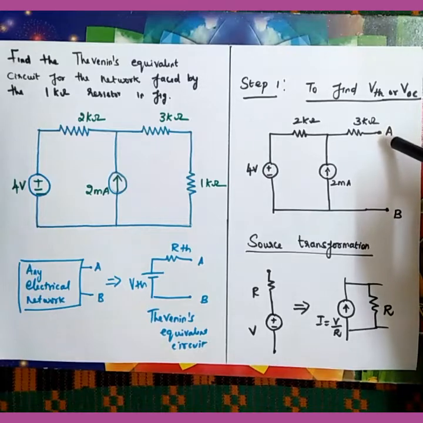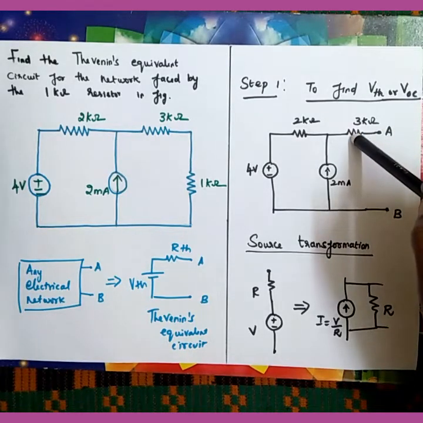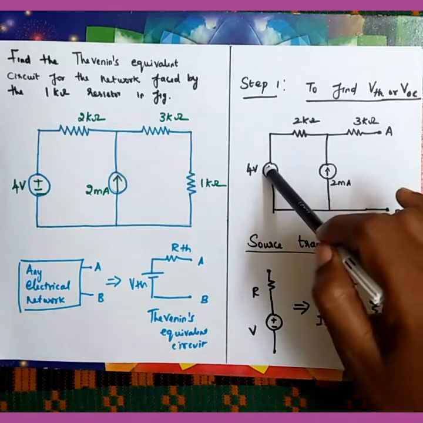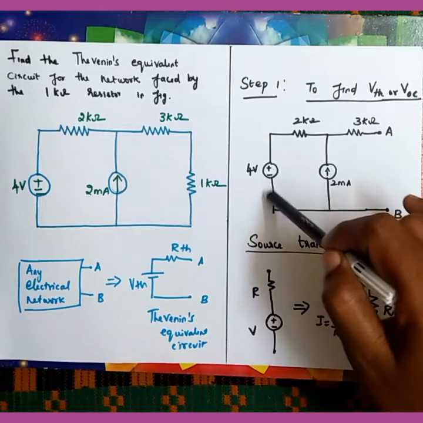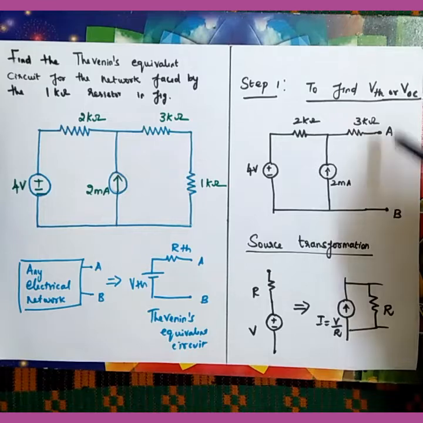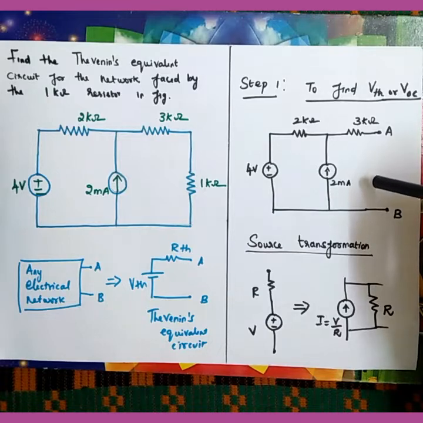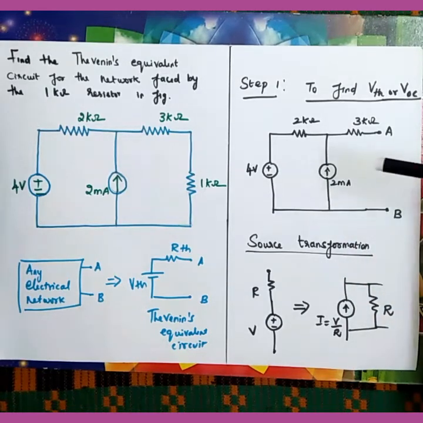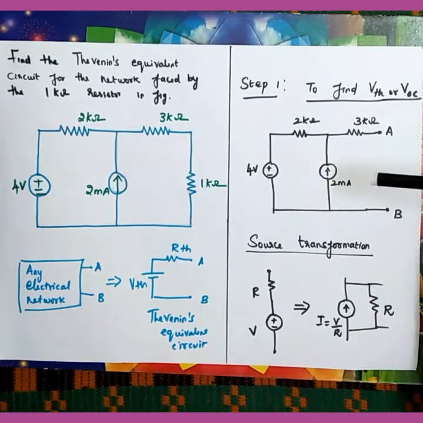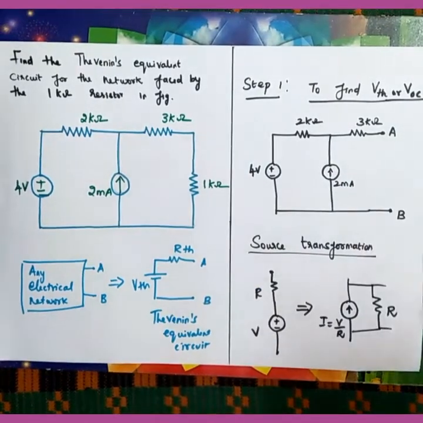Then another parallel path is also possible. Start from A, travel through the 3 kilo ohm resistor, the 2 kilo ohm resistor, the voltage source 4 volt battery, and back to B. So this is another parallel path. We need to find out the voltage across any one of the parallel paths. If you find the voltage across both parallel paths, it is going to remain the same. We know that across parallel branches the voltage remains the same.